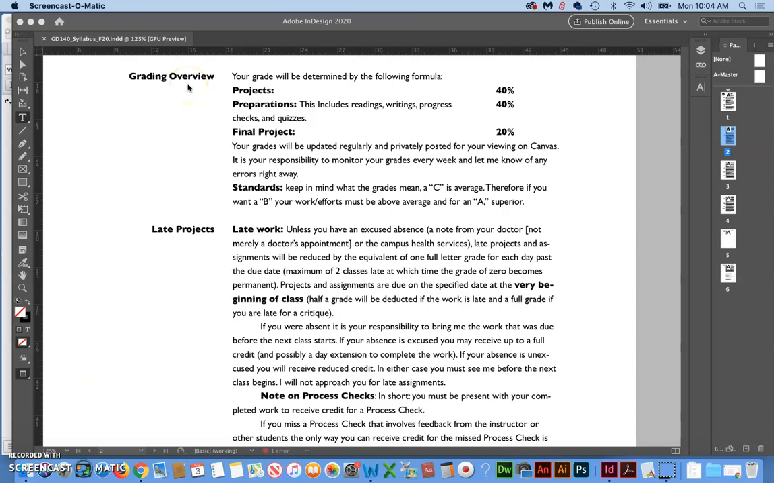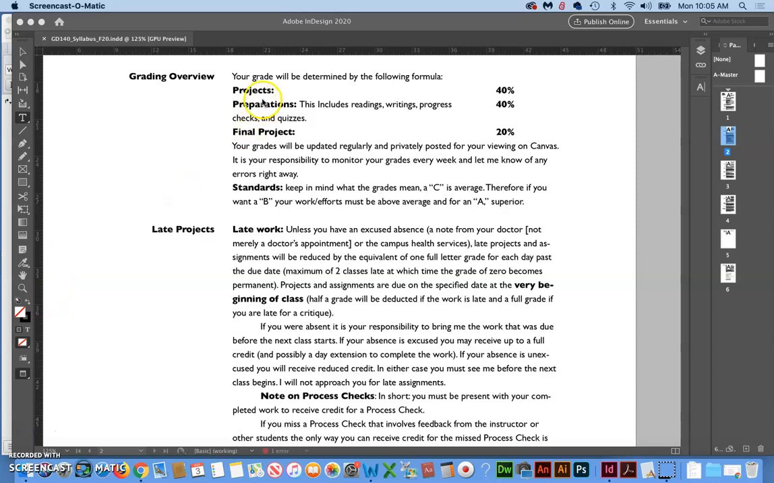Let's talk about grades. Your grades formula is broken down in the following way. 40% of your grade is made up of projects, 40% of your grade is made up of preparation work, and 20% of your grade is your final project. Your grades will be updated regularly and posted for your viewing on Canvas.